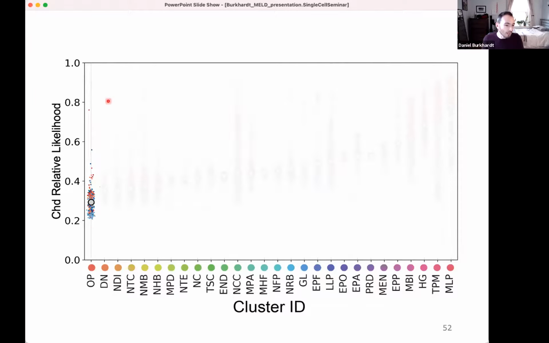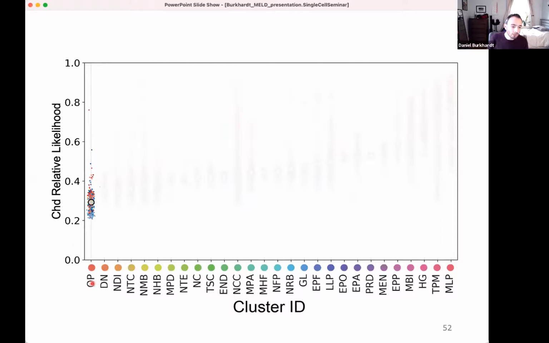Back to this section, how we're going to use this relative likelihood on a per cell basis to give us some information about the effect of the perturbation. Here again, each point is a cell. The x-axis is the cluster from the published annotation of the data set. And then the y-axis here is the relative likelihood of observing that cell in the chordin condition relative to the control. And the gray dot here is just the average relative likelihood.